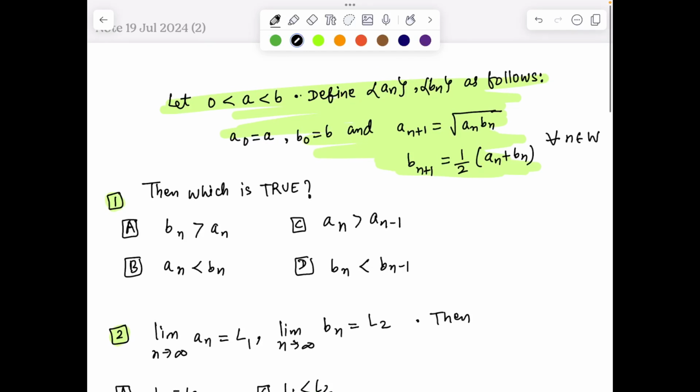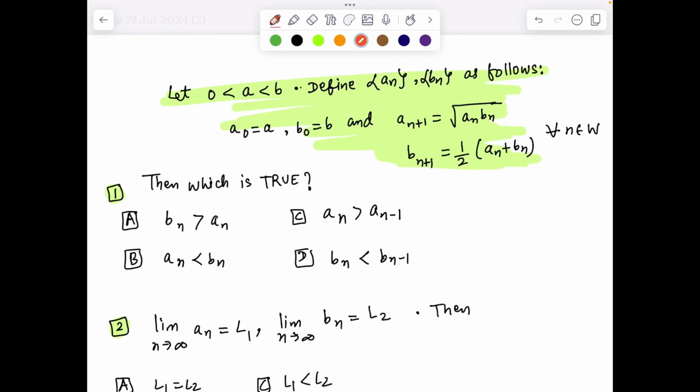Good evening all of you, and here is a problem which is basically a changed version of the JEE Advanced 2007 problem, in a new variety. Let's see what we can do about it. So we have been given 0 is less than a is less than b. It means a and b are positive numbers such that b is more than a.